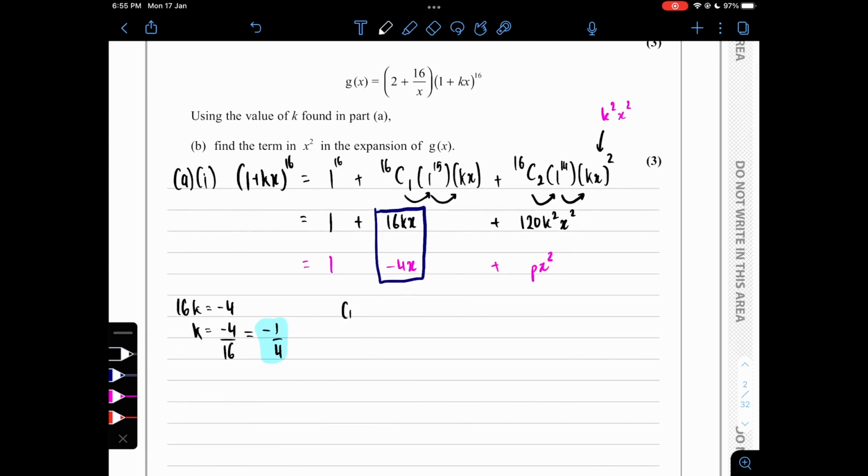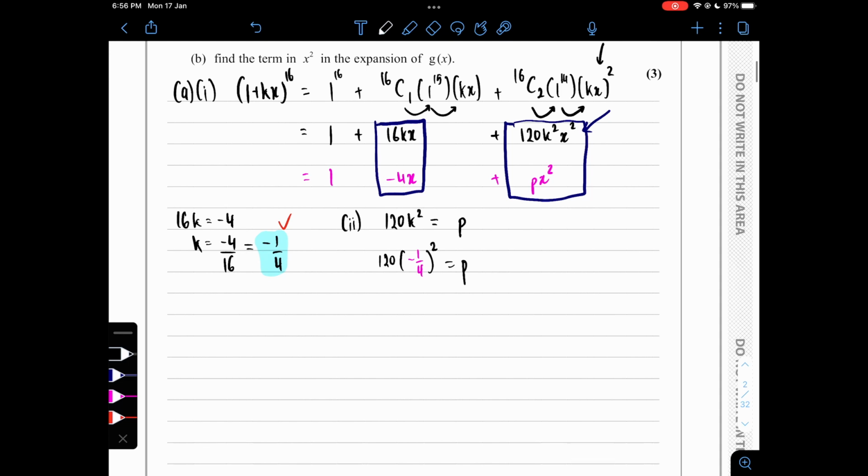So how can we find the value of p? Now we can see there's only one term that links p and our initial term over here. So let's just write it down. 120 k squared equals our p. Do we know what k is? Yeah, we know what k is, so we can just substitute it. So 120 multiplied by, so what's k? k is minus 1 over 4, and then square it, so equals p.